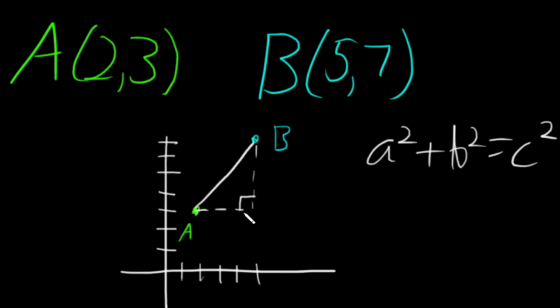So in the horizontal direction, we went from an x value of 2 and moved over to 5. So this entire distance is 3. For the vertical move, we went from a y value of 3 up to 7, and that would be a total distance of 4. Now we have the two sides of a right triangle, and we can use the Pythagorean theorem to find the third side, which is the hypotenuse, and also the distance between points A and B.